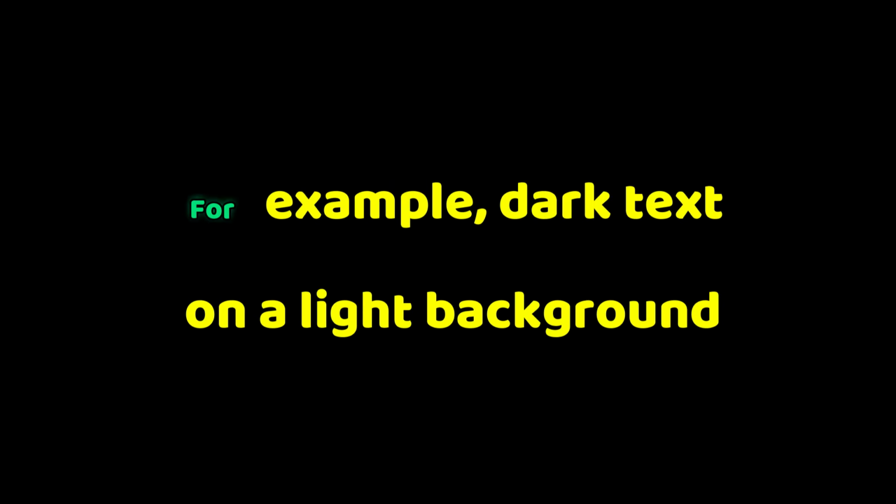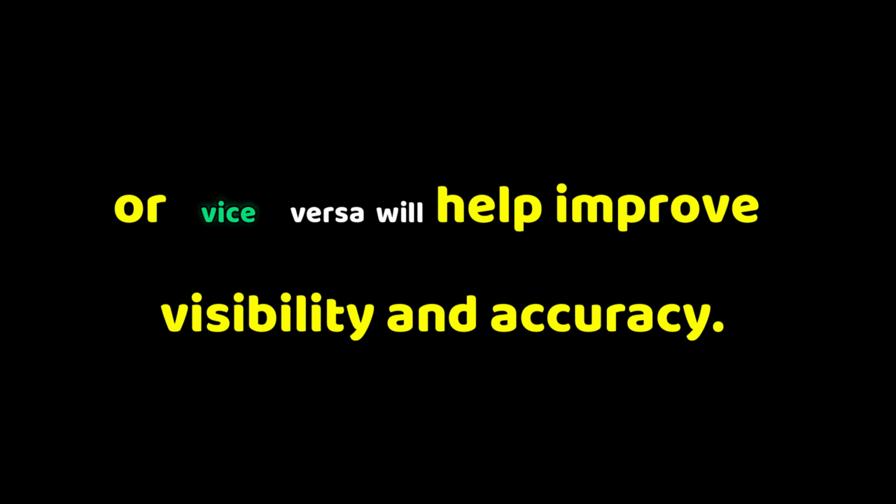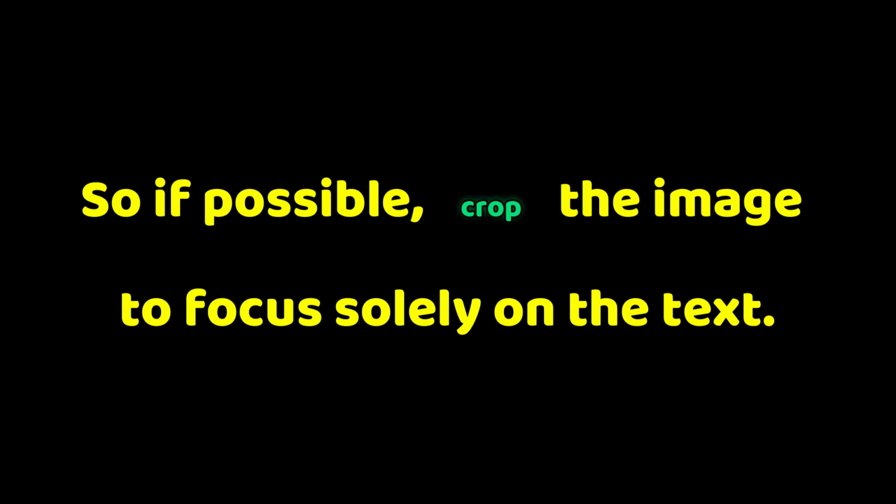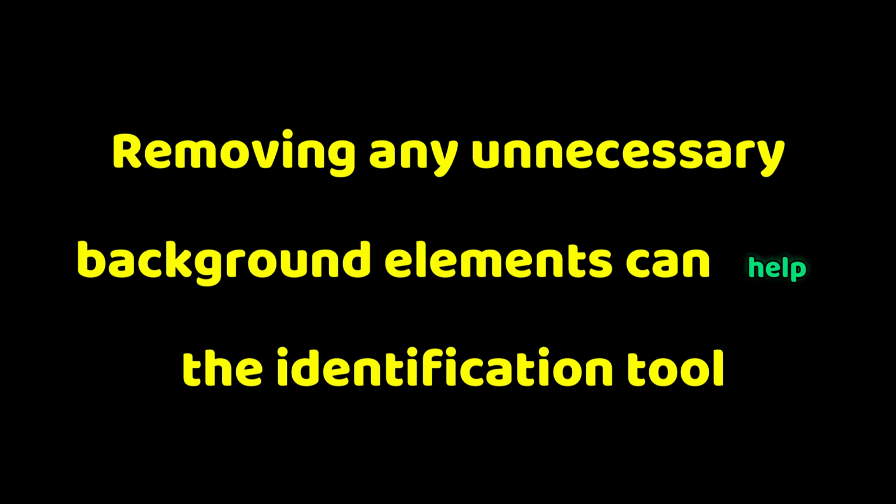Number 4, contrast. Choose images where the text contrasts sharply with the background. For example, dark text on a light background or vice versa will help improve visibility and accuracy. Number 5, trim excess background. So if possible, crop the image to focus solely on the text. Removing any unnecessary background elements can help the identification tool concentrate on the font itself.